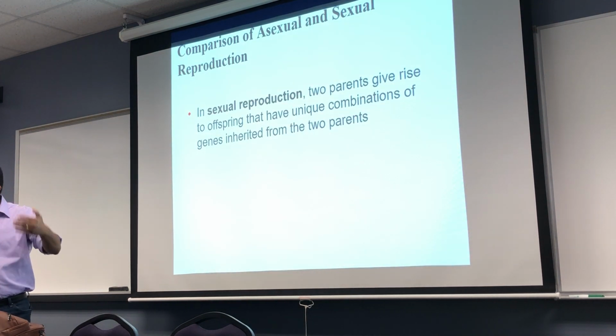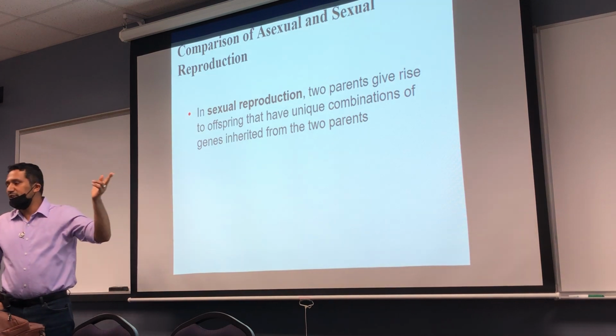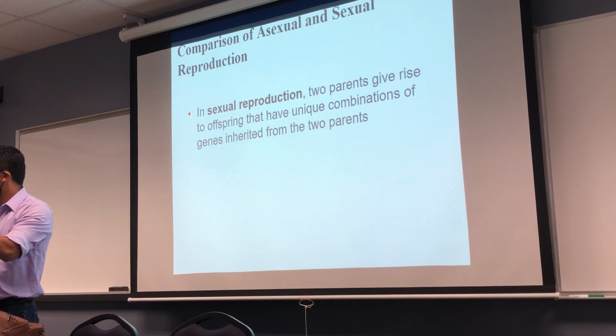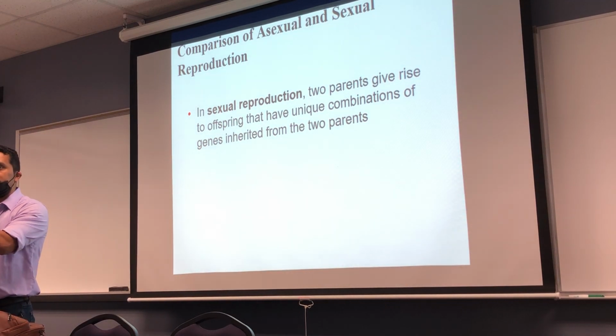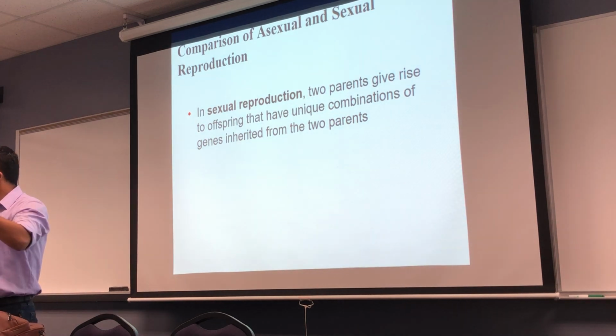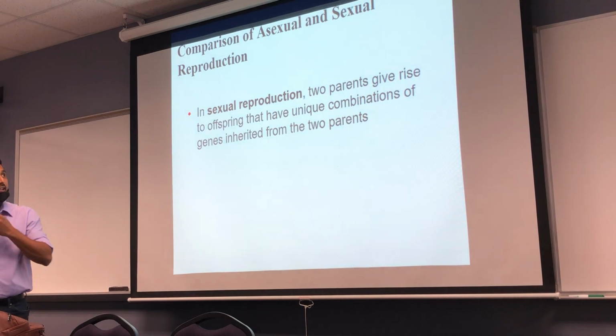The asexual reproduction. Sexual reproduction is when two parents give rise to offspring that have unique combinations of genes inherited from the two parents. So you have the genome from the dad, the genome from the mom, you combine them, and then you have a new, unique genome in the offspring. So the offspring will be unique. The offspring will have its own genome that is not the same as the dad's, not the same as the mom's, and if they have siblings, it will not be the same as theirs either. So that is sexual reproduction.